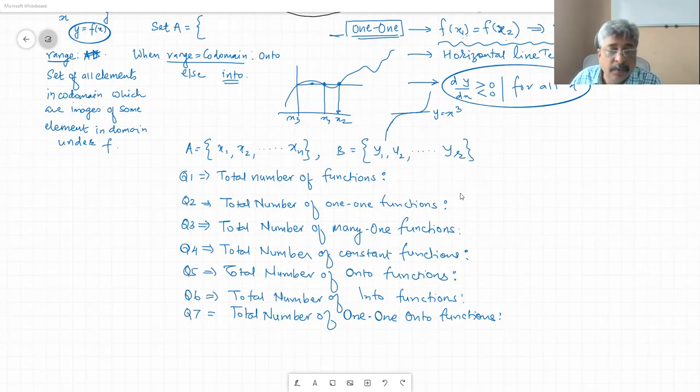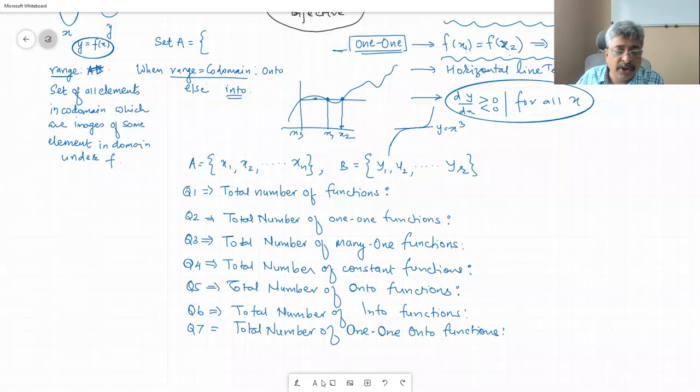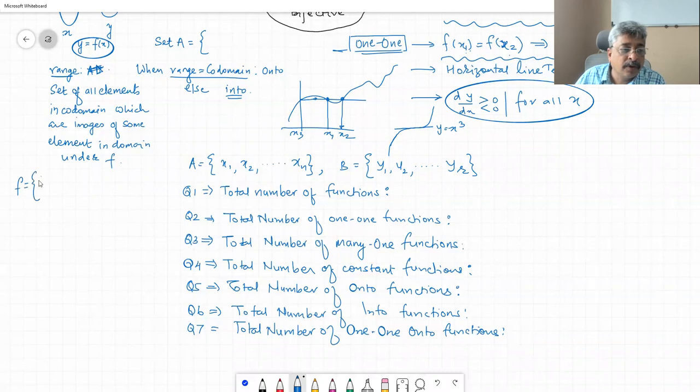Okay. If there are R elements in codomain and n elements in domain, the function is going to look like this: ordered pairs where x1 is sitting and waiting for a y value, x2 is sitting and waiting for a y value, xn is sitting and waiting for a y value. For the first place, we have R choices from codomain. For second place, we have R choices. For third place, R choices. And for nth place, R choices. Therefore, R into R into R into R, R raised to n. Total number of functions is R raised to n.